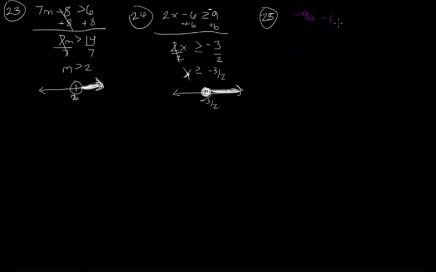Oh, that's much better. Negative 9a minus 1 is less than or equal to 26. Let's add 1 to both sides. These cancel out. Negative 9a is less than or equal to 27. Divide both sides by a negative 9.